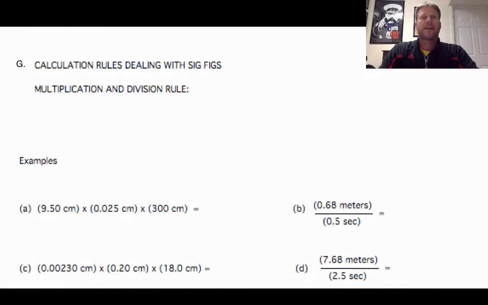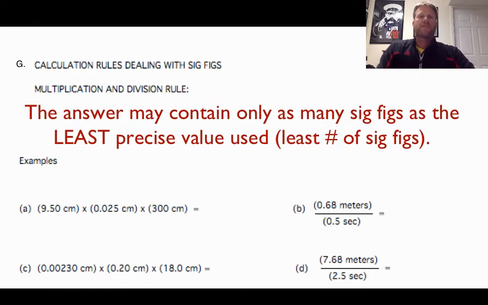Okay, time to take the next step regarding sig figs. Let's take a look at 2 sig fig rules involving calculations. The first rule is for calculations involving multiplication or division. In these cases, the answer will have the same number of sig figs as the least precise number in the calculation. If you perform the calculation in example A on your calculator, you will get 71.25 centimeters cubed.